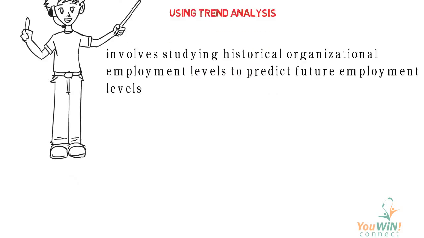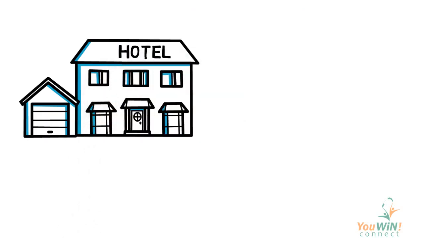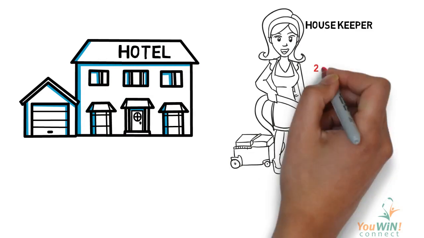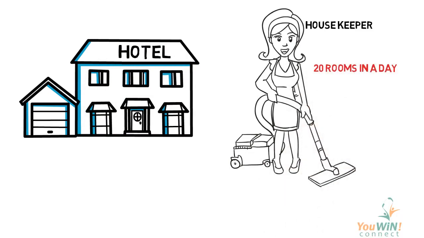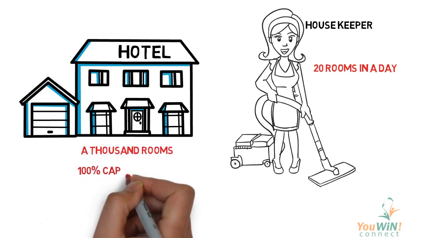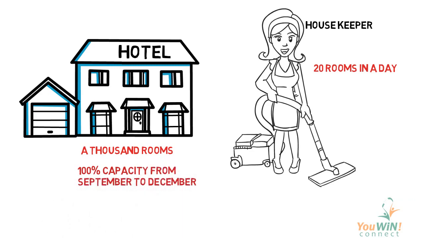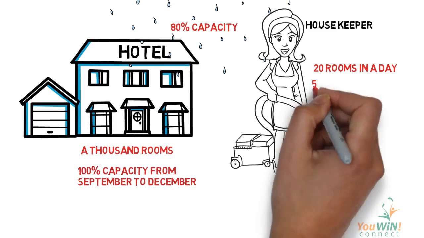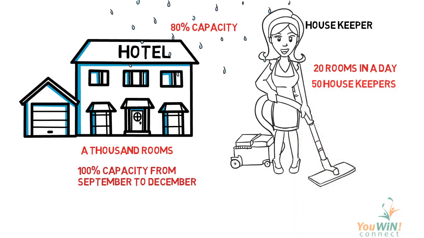So, for example, a hotel can determine that each housekeeper cleans 20 rooms in a day. That's their operational index. The hotel has perhaps 1,000 rooms and is projected to be at 100% capacity from September to December. So that's their peak period. But they normally run at 80% capacity during the rainy season. Using this method of trend analysis, the hotel management will be able to determine that they will need 50 housekeepers during the peak season and 40 during the rainy season.